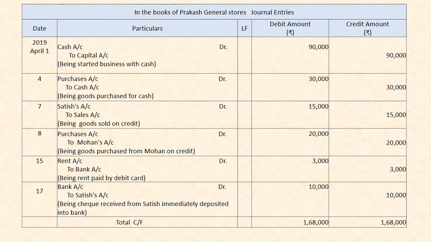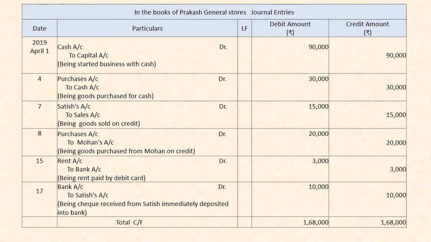Therefore, purchases account is debited and Mohan is giver of the goods. Therefore, Mohan's account is credited. Write journal entry: purchases account debit 20,000 to Mohan's account 20,000. Narration in bracket being goods purchased from Mohan on credit.